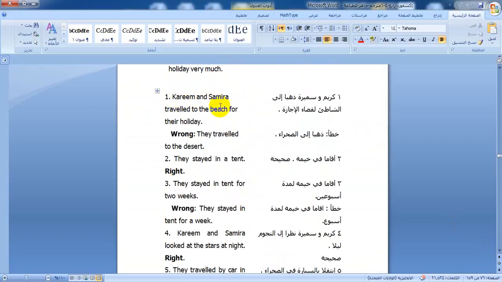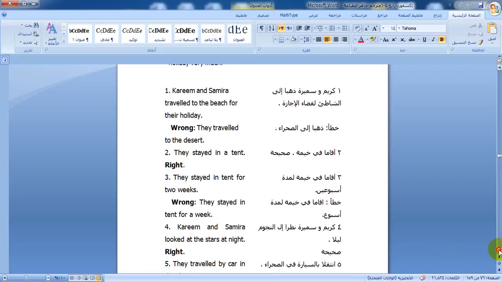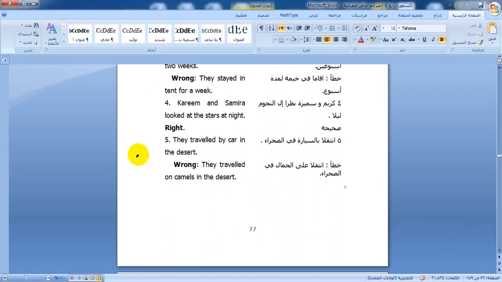1. Karim and Samira traveled to the beach for their holiday. Wrong, they traveled to the desert. 2. They stayed in a tent. Right. 3. They stayed in a tent for 2 weeks. Wrong, they stayed in a tent for a week. 4. Karim and Samira looked at the stars at night. Right. 5. They traveled by car in the desert. Wrong, they traveled on camels in the desert.